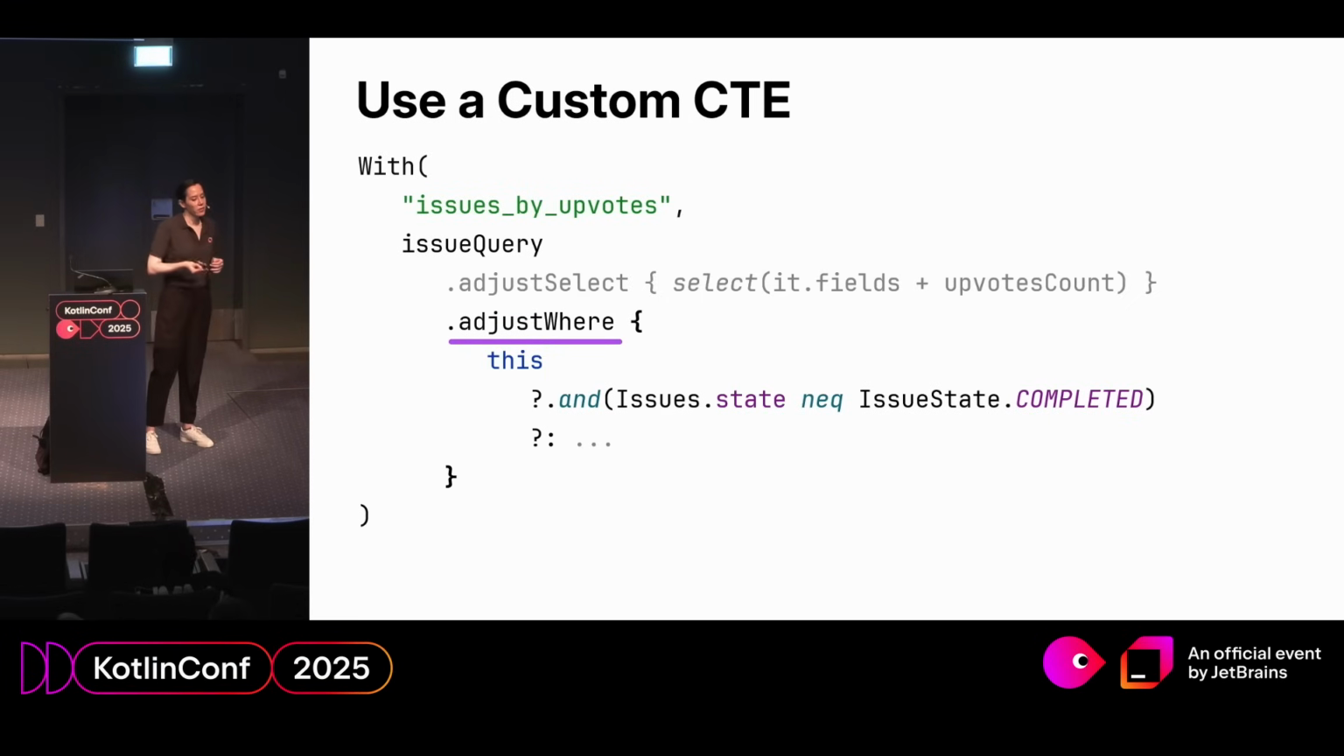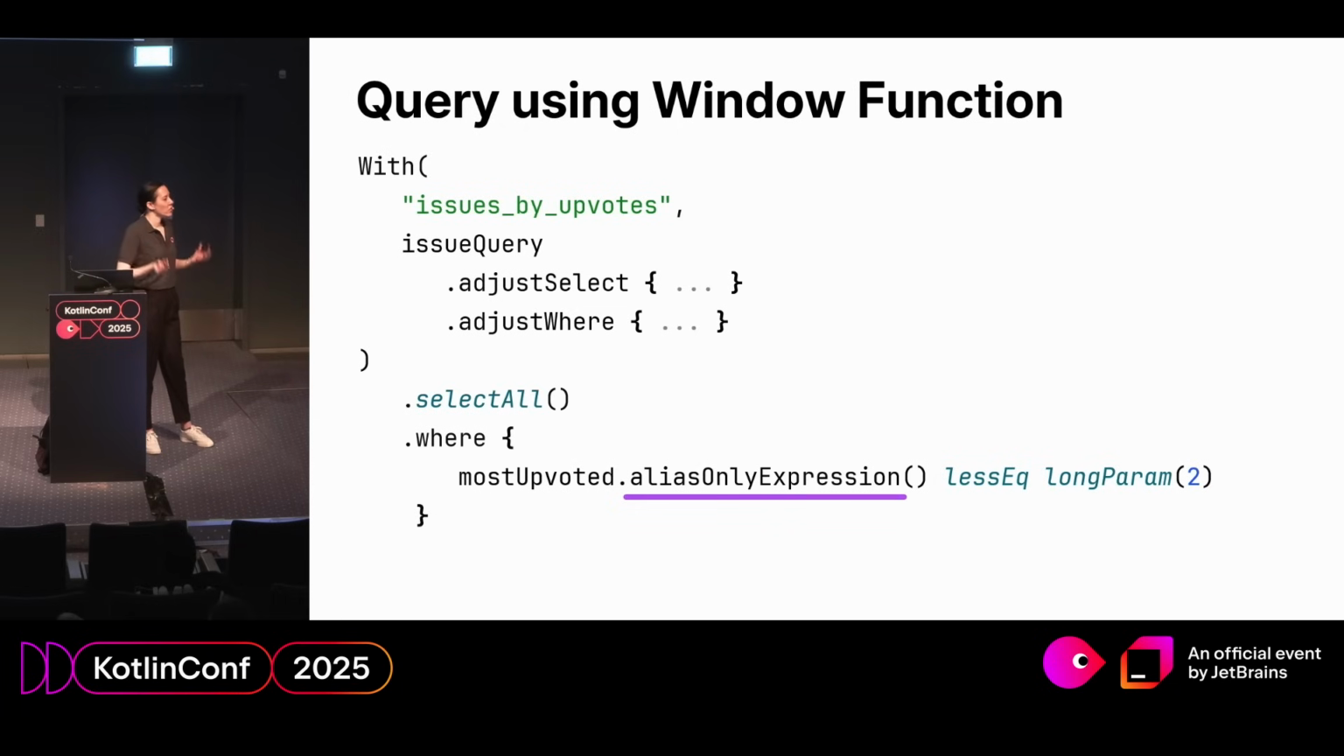And then we can take our custom CTE and we can treat it like a regular table, select all, calling where, using our window function, and Exposed gives you different options when you have alias expressions. So you can use the alias directly, you can use the delegate, or in our case, we're just using the alias string.